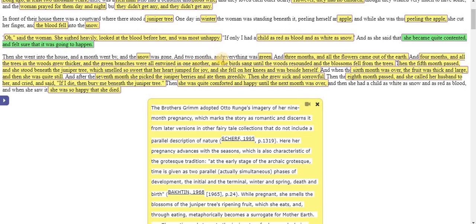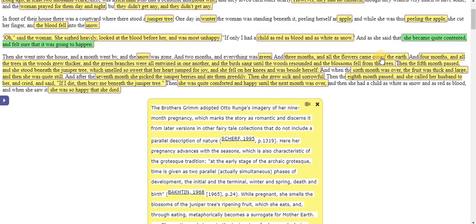So, and 2 months and everything was green. She became fertile. 3 months, all the flowers came out of the earth. So it is during the first trimester, that is after the 3-month time period, that usually the heart starts beating during the 2nd month, and then the toes and fingers of the child develops during the 3rd month. So 3 months and all the flowers came out of earth. So flowering indicates that the land is fertile, and sooner the fruits will develop and the tree or the plants will bear fruit. So flowering indicates that this would happen.